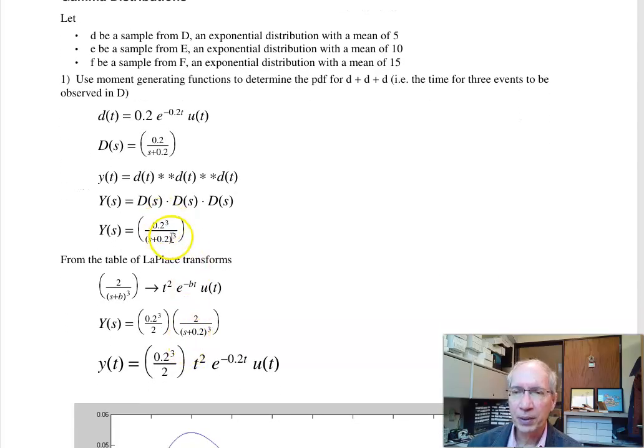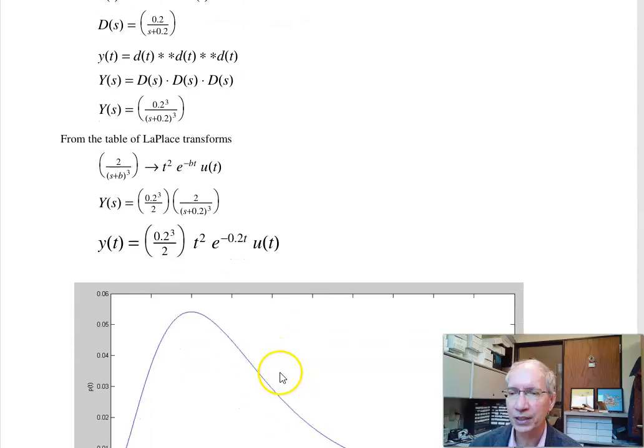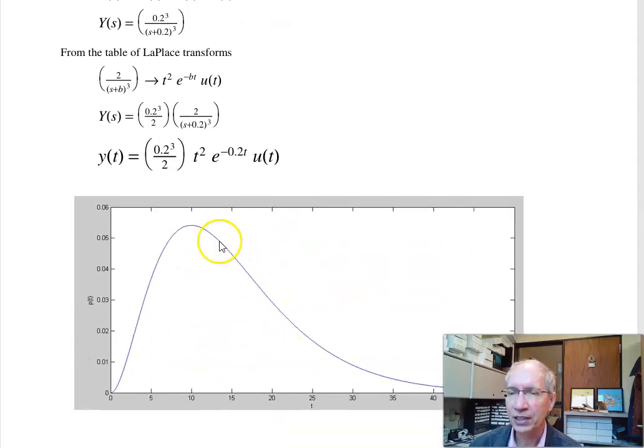If I take the inverse Laplace transform from a table, 2 over s plus b cubed is t squared e to the minus bt u of t. So putting it in the same form, I'll have a 2 over that times a constant. So it's 0.2 cubed over 2, t squared e to the minus 0.2t. And here's what that looks like.